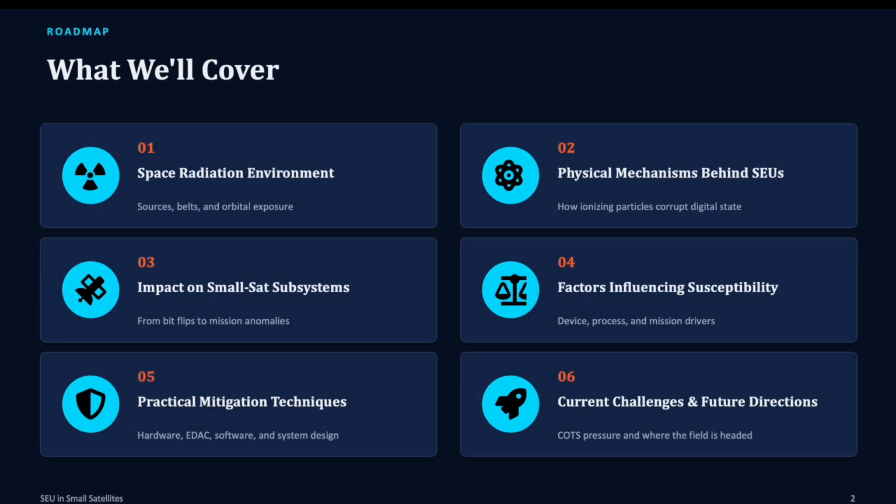So we will go through the space radiation environment, the physical mechanisms behind single event upsets, their impact on small satellite subsystems, the factors influencing their susceptibility, practical mitigation techniques, and finally the current challenges and future directions.